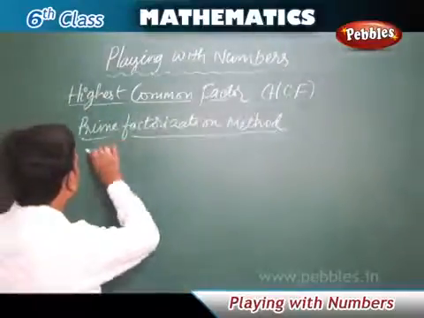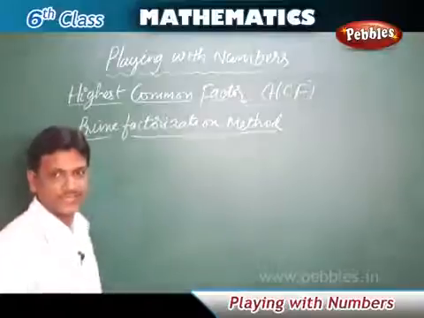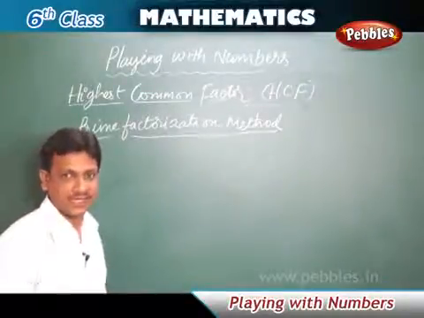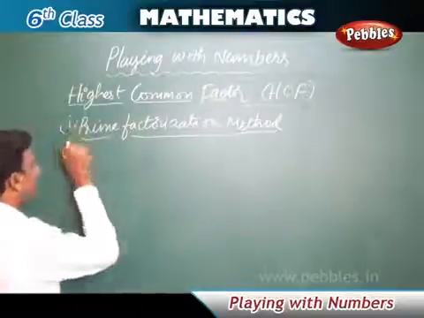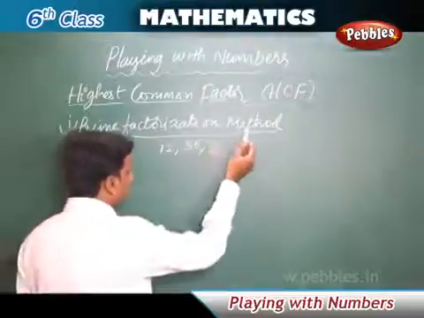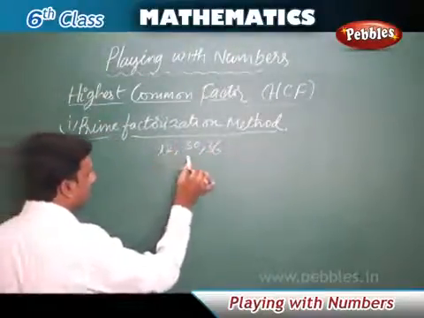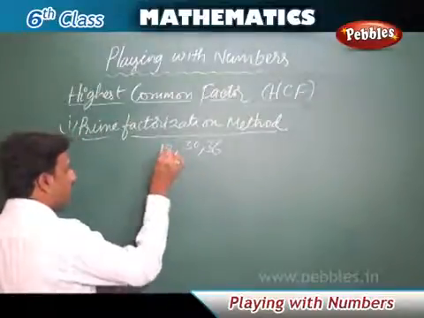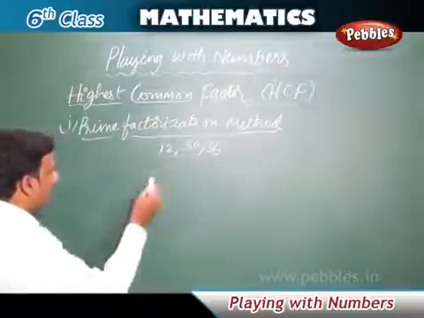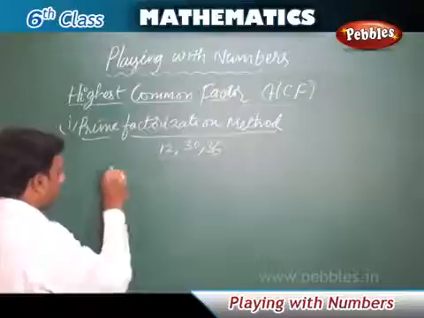Let us see the prime factorization method. We have to find the HCF. How to find the HCF? There are some methods to find the HCF of the given numbers. One such method is the prime factorization method. Using this method, we are going to find the HCF of the given three numbers: 12, 30, 36.